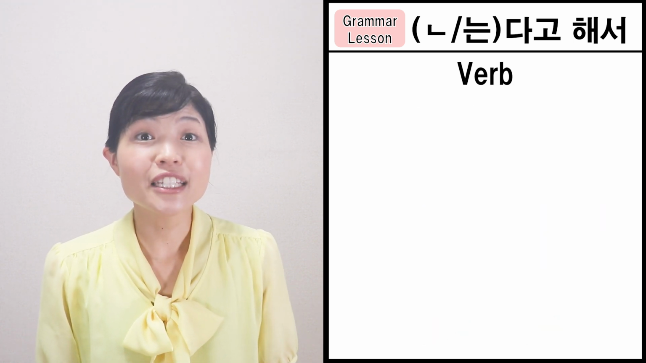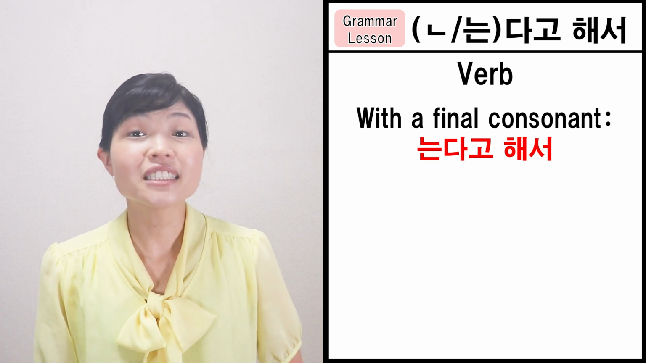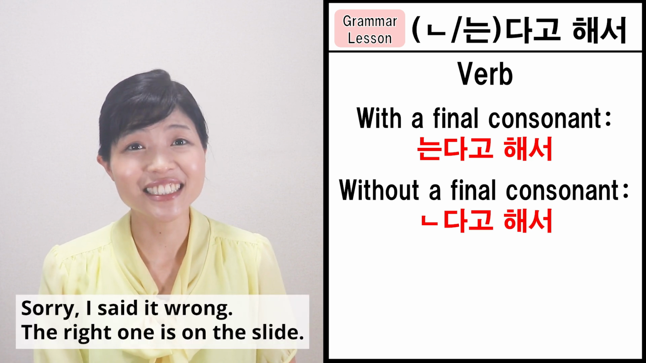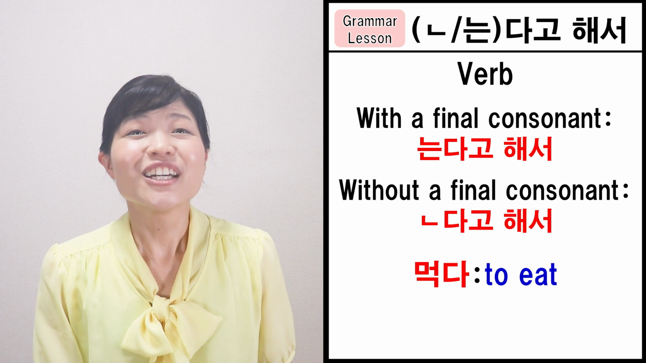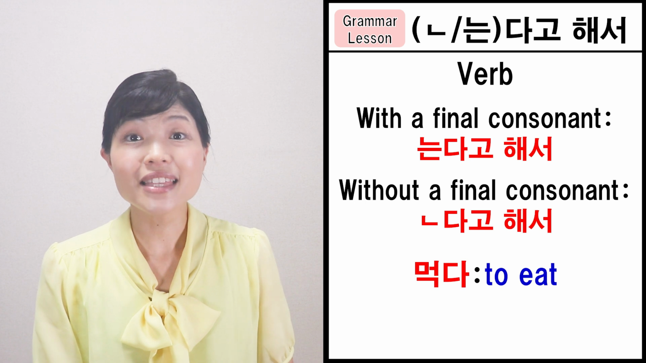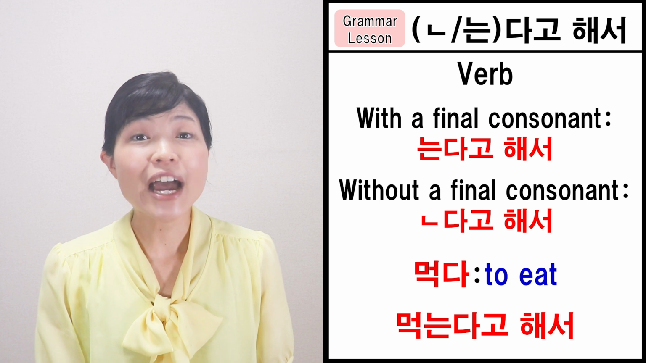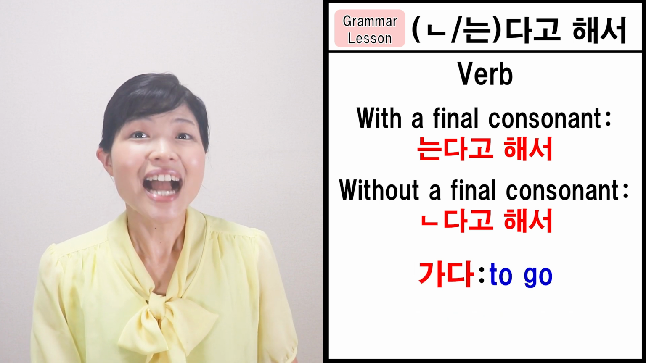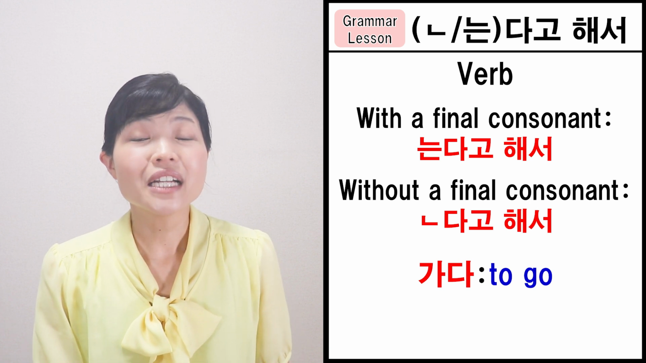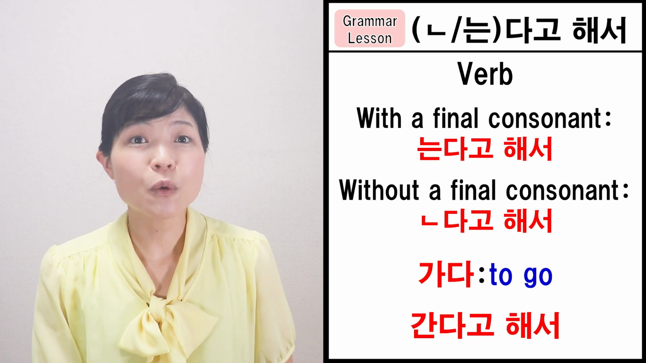Next, let's look at the use of a verb. You will attach 는다고 해서 if that is a final consonant, and 니은다고 해서 if that is not a final consonant. For example, 먹다 is to eat, right? You add 는다고 해서 because this word has a final consonant. Therefore, you will say 먹는다고 해서. Conversely, 가다, to go, does not have a final consonant. Therefore, you will add 니은다고 해서 to the stem to make 간다고 해서.